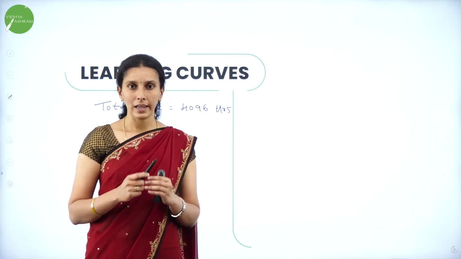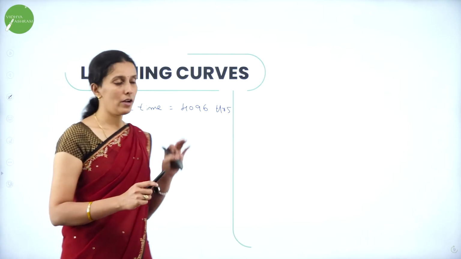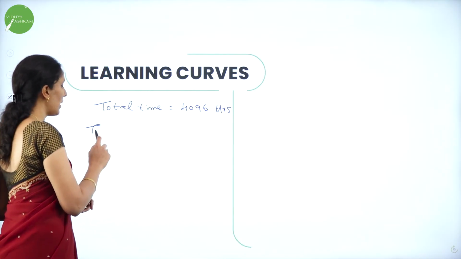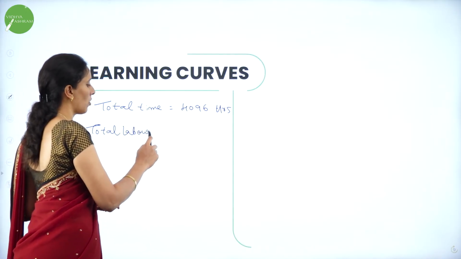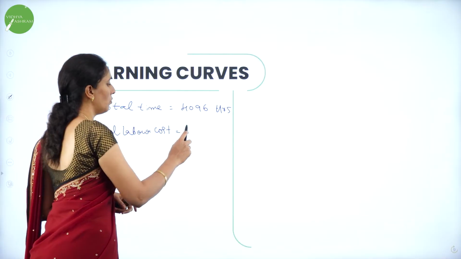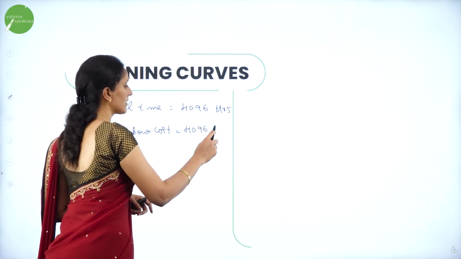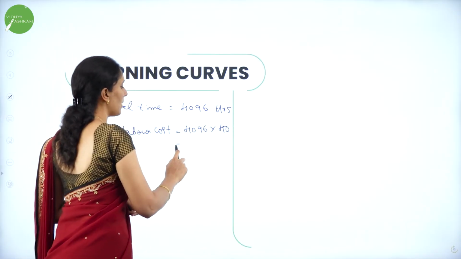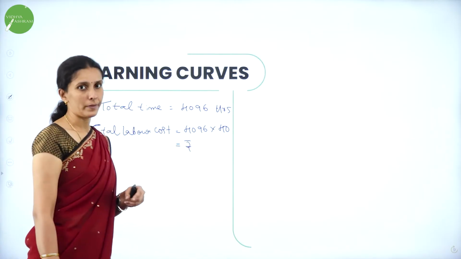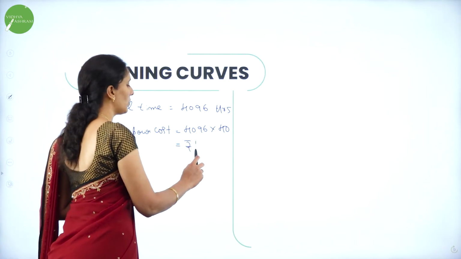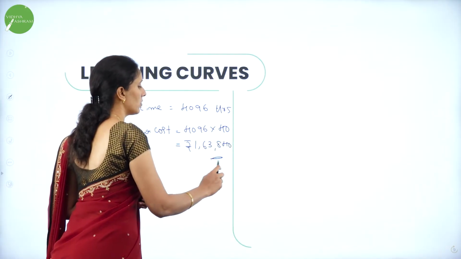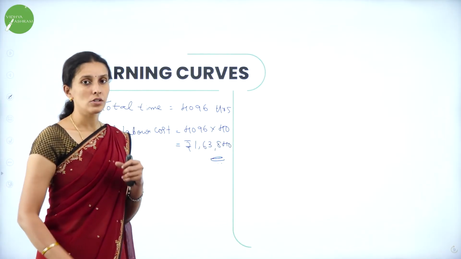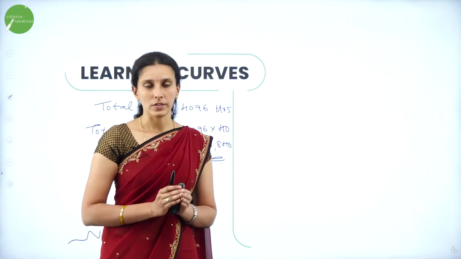They have given the labor cost is rupees 40 per hour. So therefore, the total labor cost is equal to 4096 into 40. So multiply and write in terms of rupees. So that will be equal to 1,63,840. So this is the total labor cost to produce 8 lots.